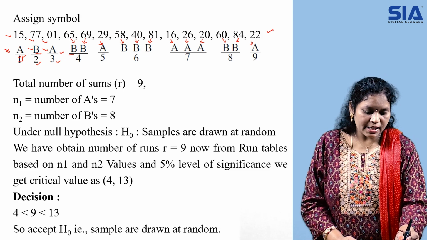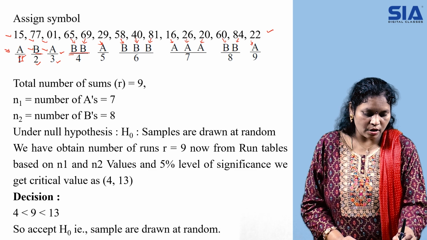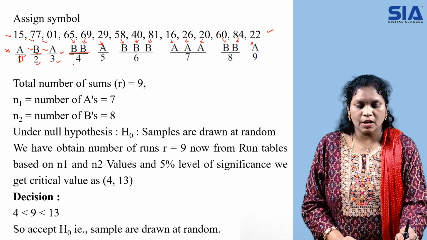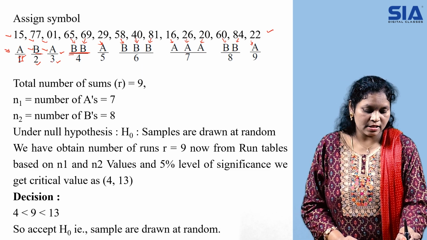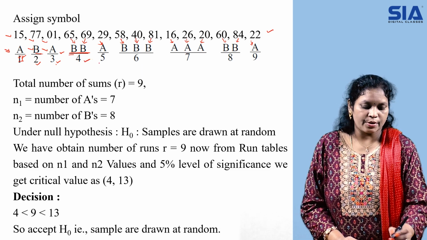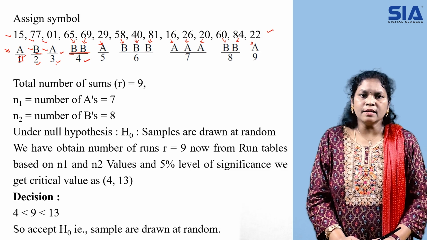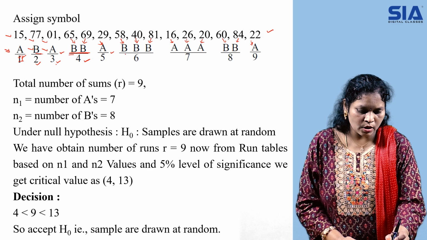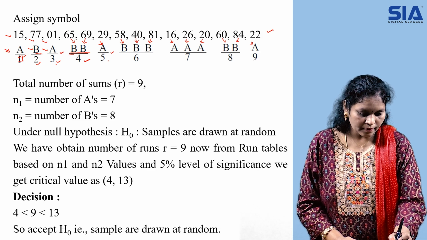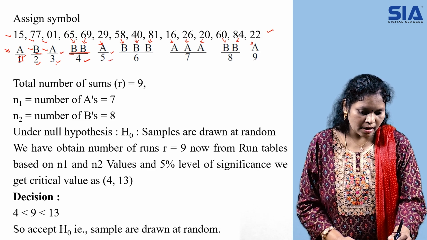Next B, check it out, 2 B's I have got. So draw a line to that, meaning the 2 B's together get a single run, that is after 3 assign 4. In that way we need to assign the runs. Next single A, no continuation, so assign run 5.